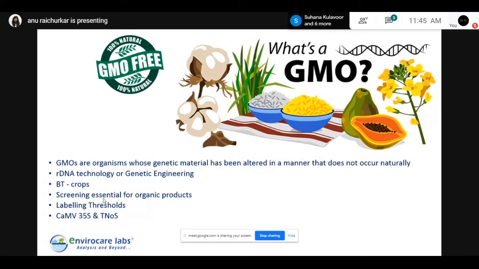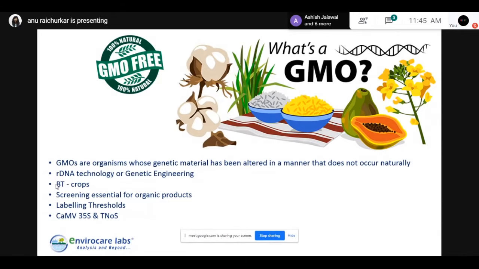So if your food product contains 0.9% of an ingredient which has been derived from a GMO, then it has to be put on the label. Such stringent labeling thresholds in the range of 0.9 to 3% have been set for GMOs. And that is why we need to screen for it.